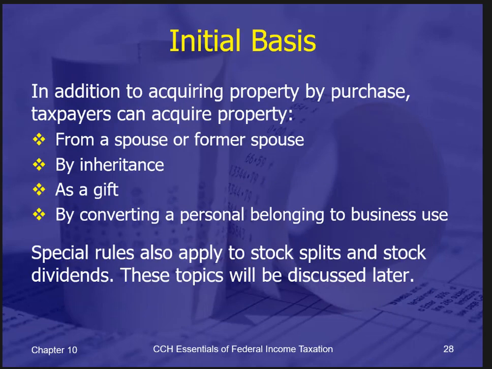Okay. Now, there's other ways that you can have initial basis other than purchase. You can get it from your spouse, as an inheritance, as a gift, and converting from personal to business use. We'll see some of the stuff about stock splits, stock dividends later. But now we're going to look at these various scenarios and how that determines our basis. So now we're not buying property, we're getting it in another way. Remember, this is more rare, it's not going to happen that often, but it does happen fairly commonly.